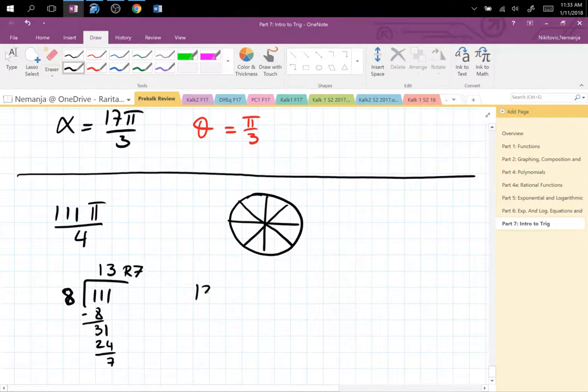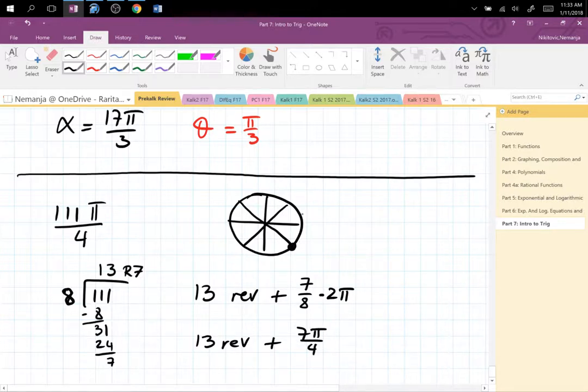So we have 13 revolutions plus 7/8 of 2 pi, 7/8 of a full revolution. So we have 13 revolutions plus, and the remainder over here is 7 pi over 4.